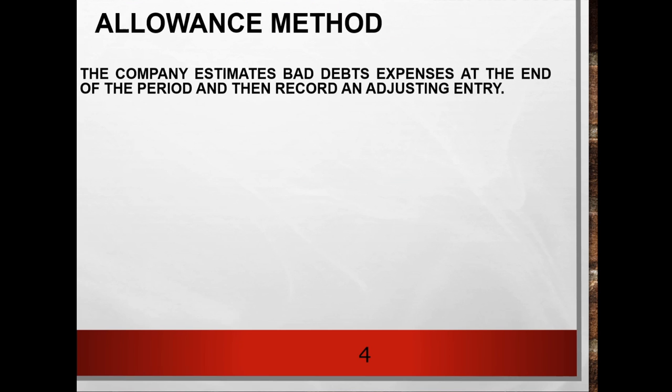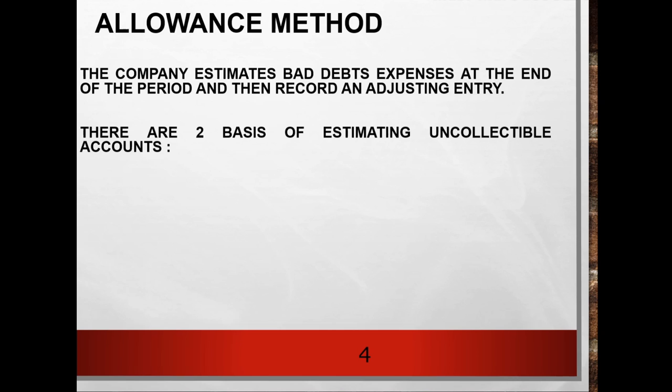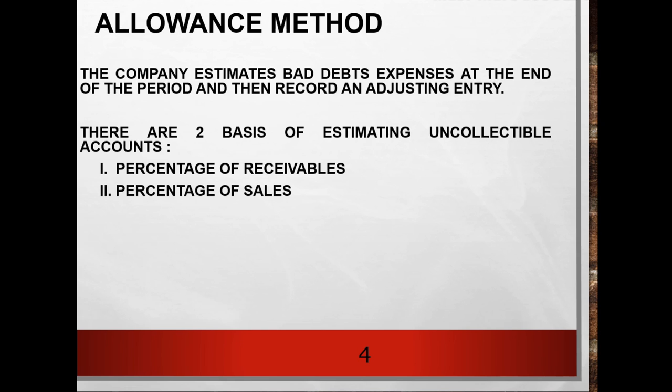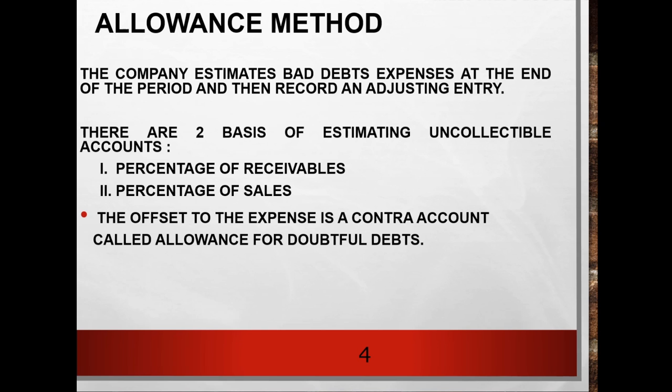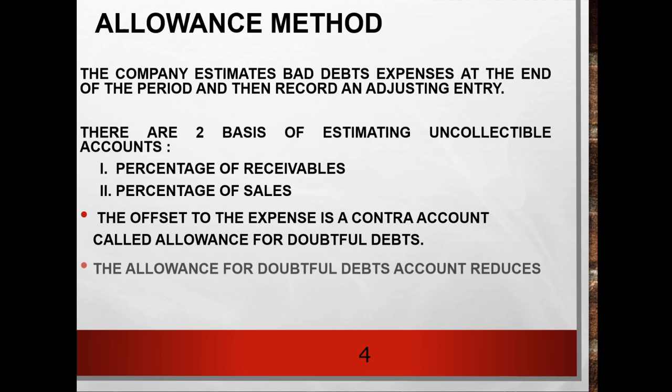Under the allowance method, the company estimates bad debt expenses at the end of the accounting period and then records them as an adjusting entry. There are two bases of estimating uncollectible accounts. Number one, percentage of receivables, and number two, percentage of sales. The offset to the expense is a contra account that we call allowance for doubtful debts. The allowance for doubtful debts account reduces accounts receivable.